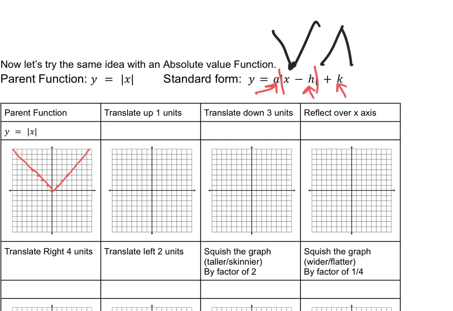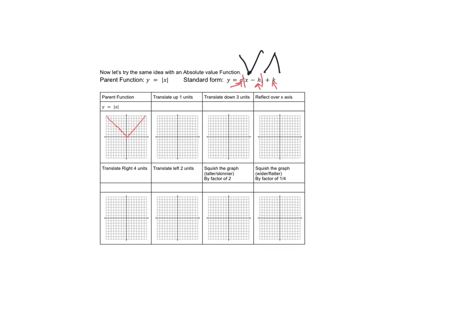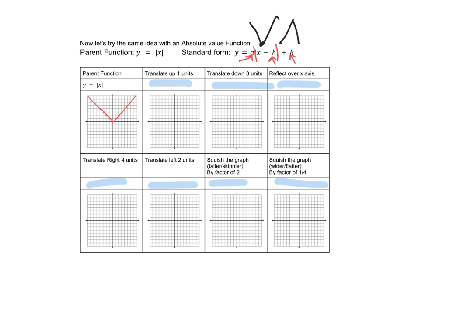Those are all going to do the same thing, and basically all you're going to do is take that red parent function and write the equation. So you're going to write the equation each time, and then graph it below in each coordinate plane.